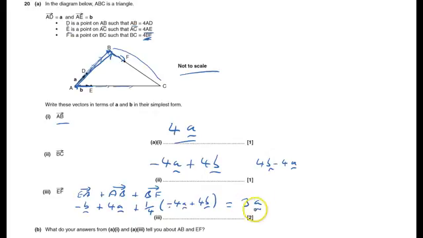And what does it tell us? Parts 1 up here and part 3, what do they tell us about AB and EF? Well, AB is 4a, EF is 3a, it means they must be parallel. And it also means that I've got my answer correct. Done.